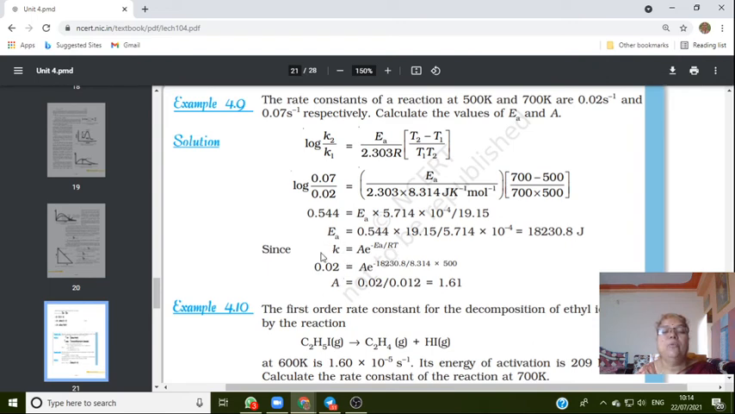We have the value of K at the lower temperature, that is 0.02. It is equal to A into e raised to minus 18,230.8 divided by 8.314 into the lower temperature 500. Solving this we get A equal to 0.02 divided by 0.012, and it is equal to 1.61. Such kinds of examples are asked.